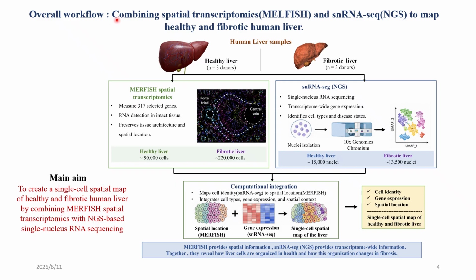This is the overview of this work. The authors used two types of human liver samples: healthy liver from 3 donors and fibrotic liver from 3 donors. From the same samples, they generated two kinds of data.